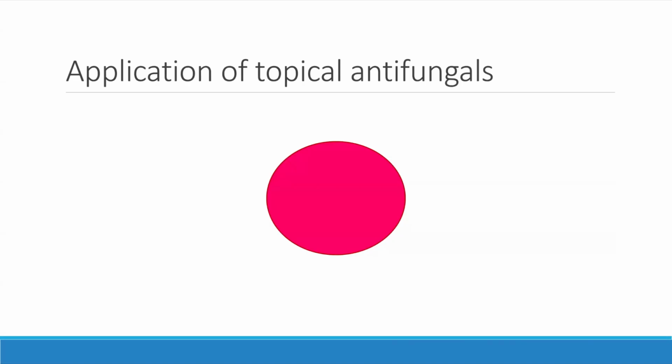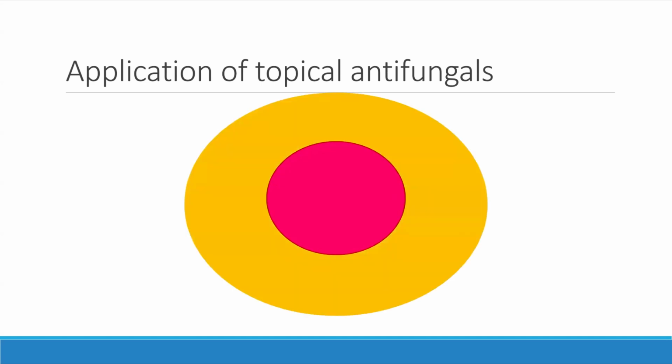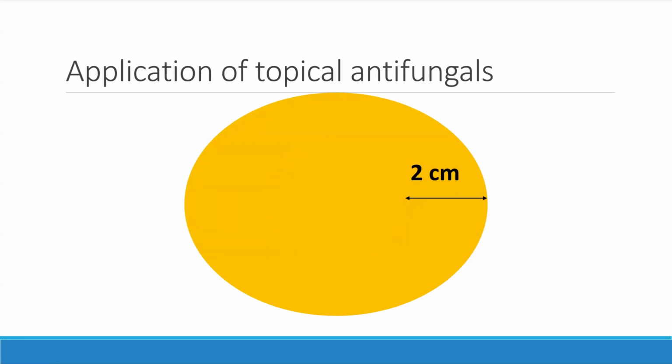How do you apply topical antifungals? This is what you must advise patients. So let's say that's the rash. You have to apply to the area of the rash as well as 2 centimeters surrounding the rash. This needs to be applied twice a day until the rash goes away and then continued another 1 to 2 more weeks over the whole area.